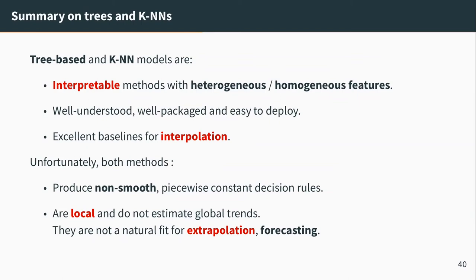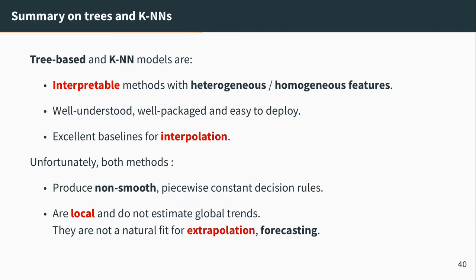Because either you pick a value of y which already exists in the dataset, or you use an average, but you never extrapolate. So out of the box, it's not a natural fit to do extrapolation or forecasting using pure decision trees or pure k-nearest neighbors. Obviously, you can combine this with other models, and you can try to get the best of both worlds. This is what people do in research, but out of the box, it's not natural.